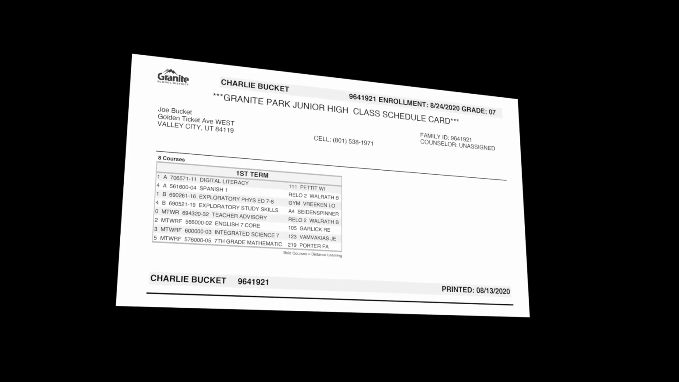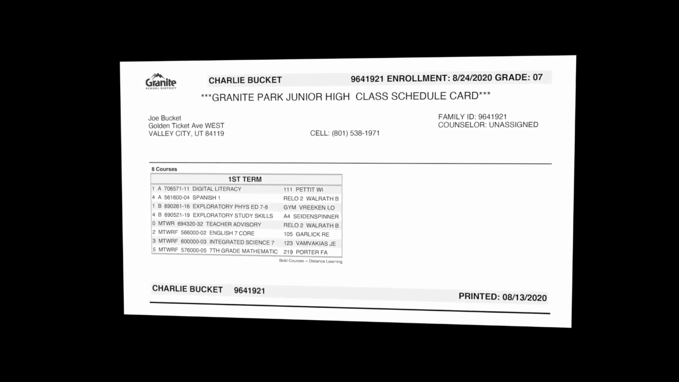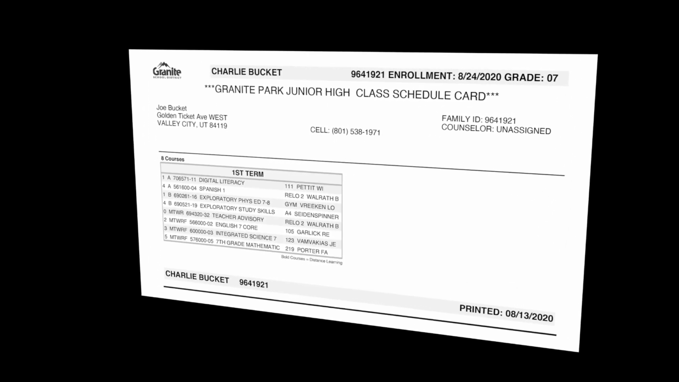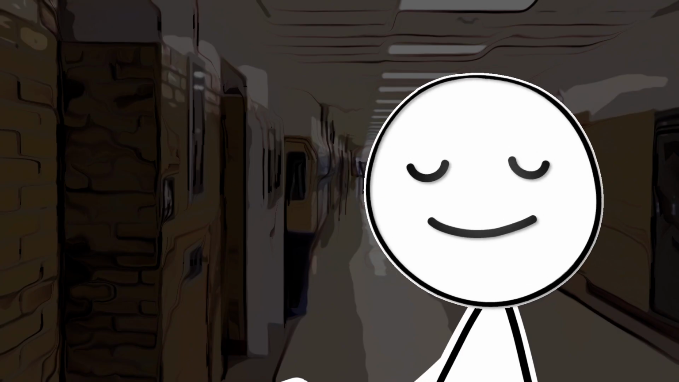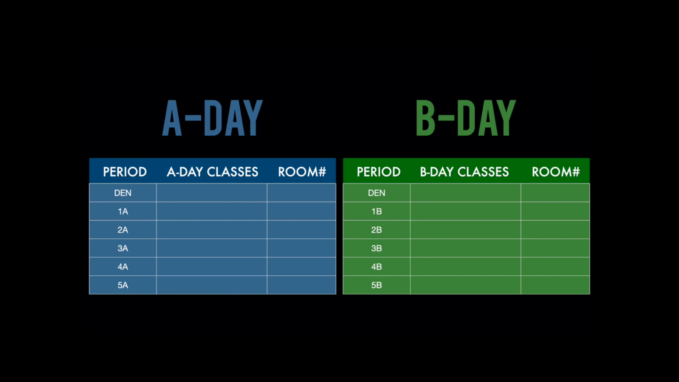Here we have the schedule of a student named Charlie Bucket. Let's see how his schedule looks. I recommend you pull out your schedule and follow along. You'll also need this really cool paper. Hopefully you have one. If not, you could write it on a blank piece of paper. If your teacher has that paper but hasn't handed it out, teacher, just pause the video until everyone's got one.